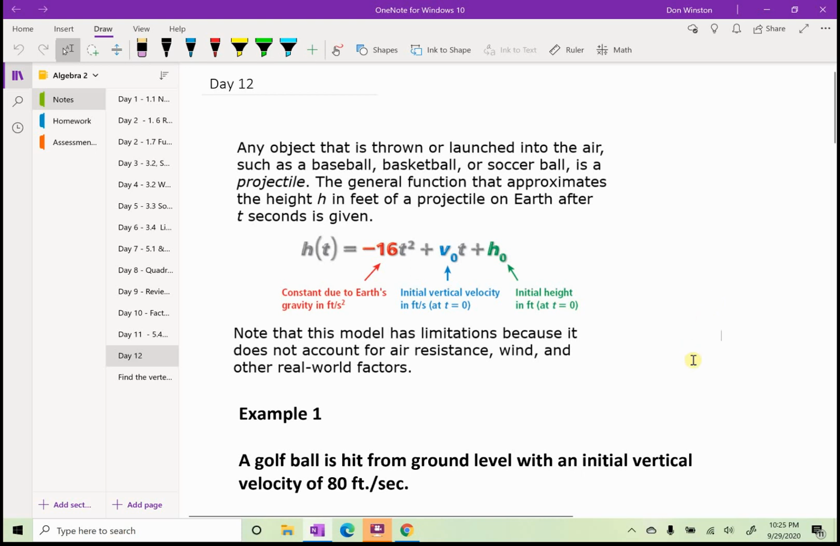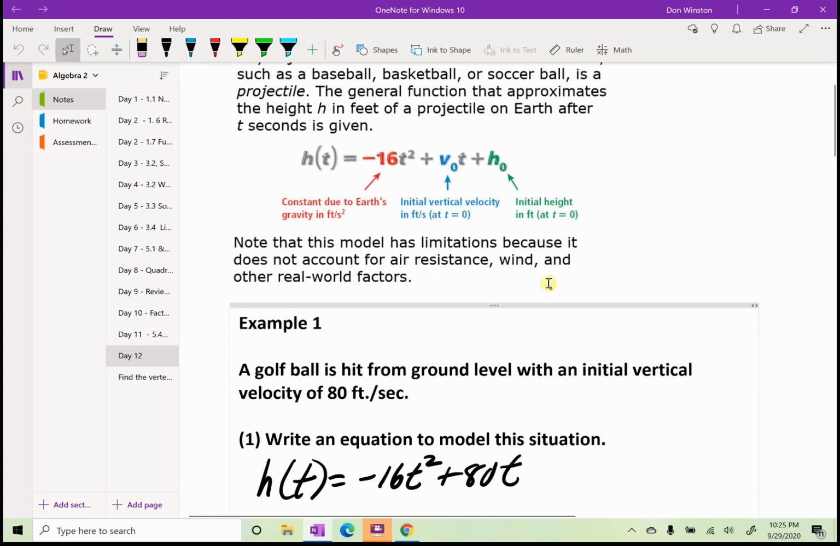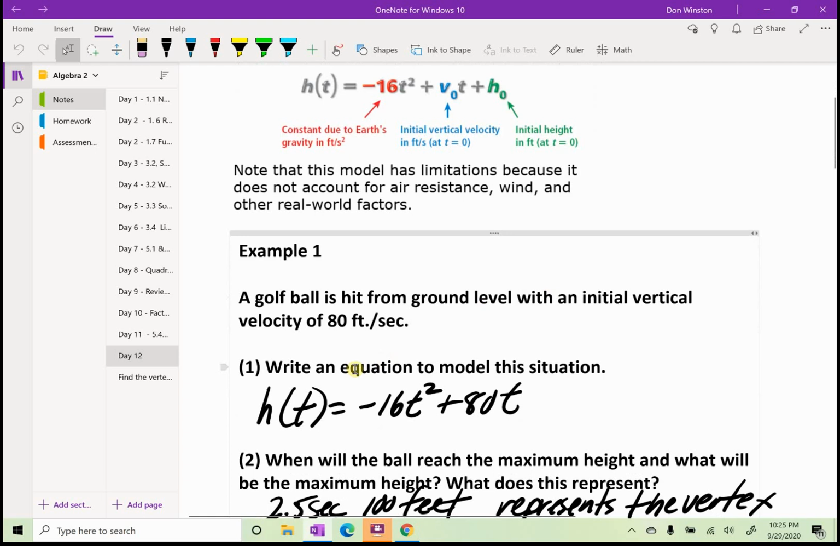A golf ball is hit from the ground with an initial velocity of 80 feet per second. So in this case, the initial height is 0. It's hit from the ground. The initial velocity will be 80, so v sub 0 will be 80, and of course we still have the constant due to gravity, which never really changes. So the equation will be h of t is equal to negative 16t squared plus 80t. 80 was the initial velocity. Again, the initial height is 0.